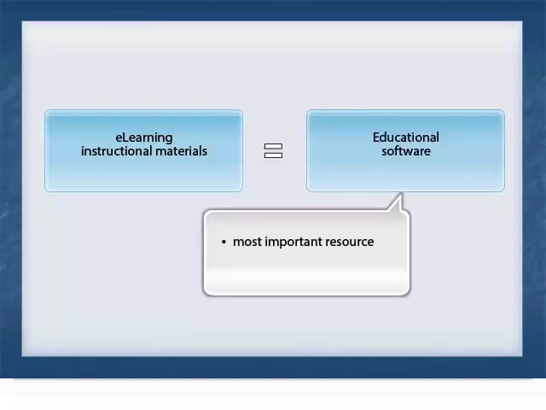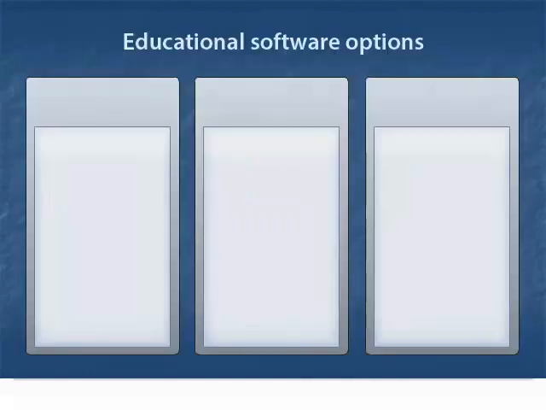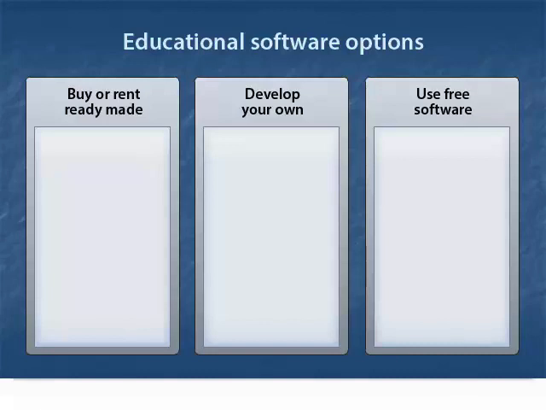The most important resource that you need to successfully implement e-learning is educational software or e-learning instructional materials. There are different options of acquiring educational software. Let's look at these options. You can acquire educational software by either buying or renting ready-made educational software packages. You can develop your own educational software or assign a specialist to develop specifically for you. You can make use of free educational software. You can also make use of a combination of the three options.